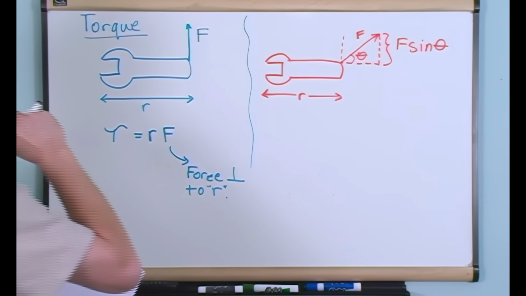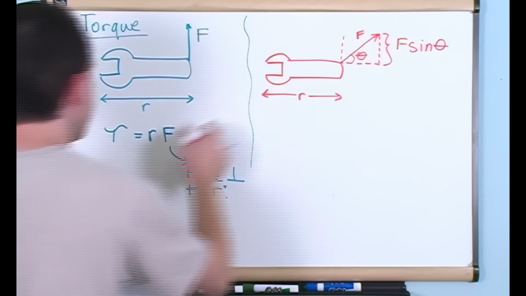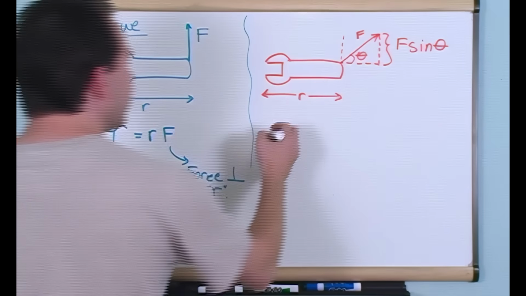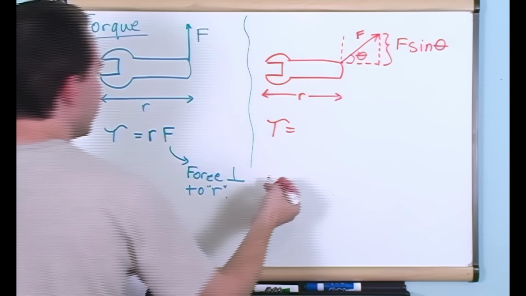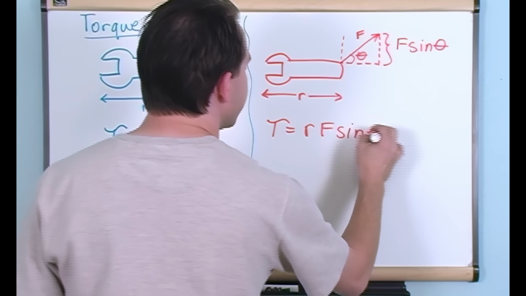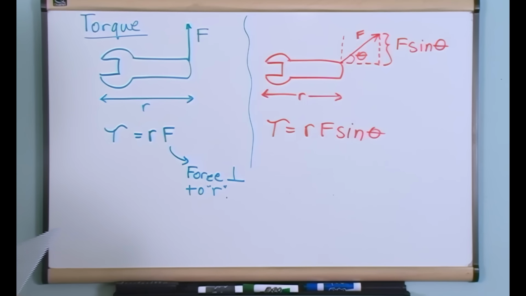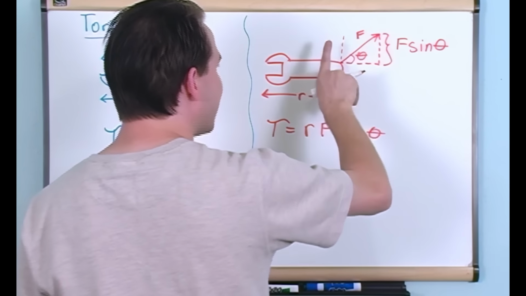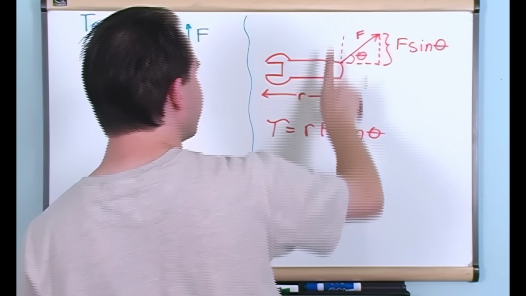Okay? Once you have this, then you can put that force in here and you'll get the right torque. So over here, the torque is just going to be R times F times the sine of theta. Okay, it's not too hard, you see, because basically all you're doing is decomposing the force and getting the component that matters, which is the component that's acting perpendicular here.